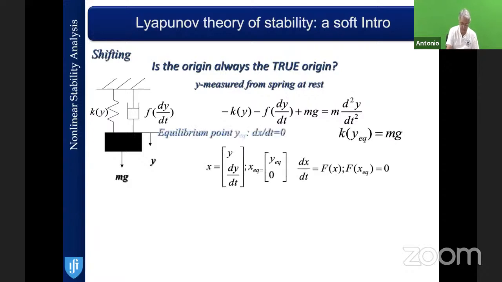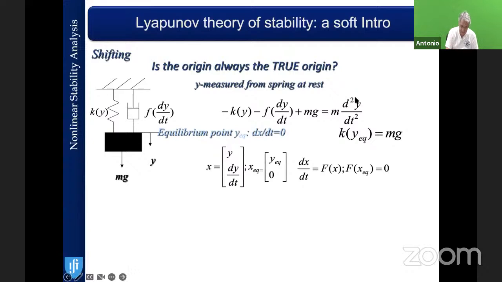What's the equilibrium? Well, it's obvious the equilibrium is reached when the derivatives are equal to zero, everything stops. So if everything stops, this is zero, and you get mg is equal to k times y, that is the y of equilibrium, which is obvious. I mean, you have a system like this, you let it bounce and die, it goes down and stays there.